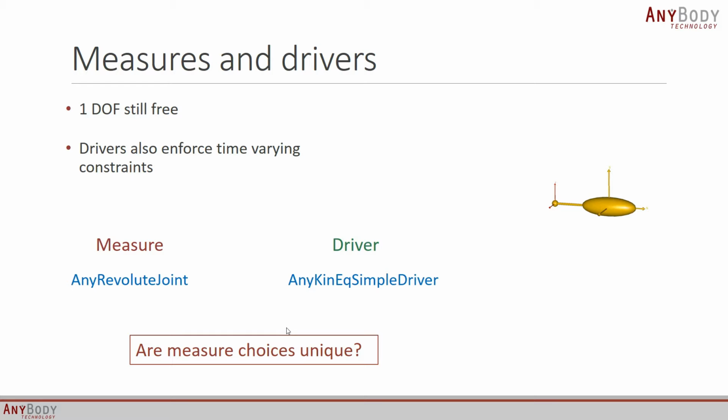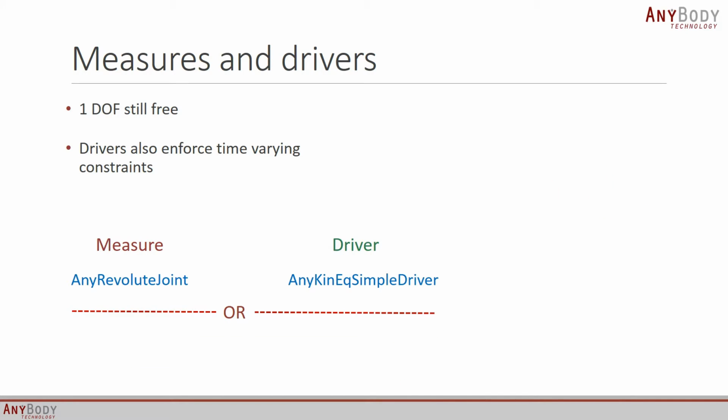But then I could ask myself the question: are these choices of measure unique? The answer is no. I could have used any 1 degree of freedom measure as an alternative to the joint angle. For example, I could have used this particular class, which is called AnyKinCOM, which is used to measure the three-dimensional coordinates of the center of mass in Cartesian space.